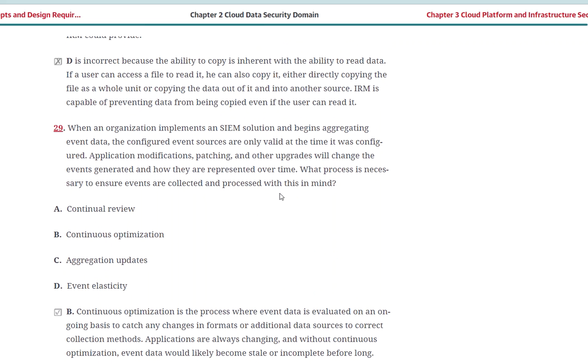Question 29. When an organization implements a SIEM solution and begins aggregating event data, the configured event sources are only valid at the time that it was configured. Application modifications, patching, and other upgrades will change the events generated and how they are represented over time. What process is necessary to ensure that events are collected and processed with this in mind? And the correct answer is continuous optimization.